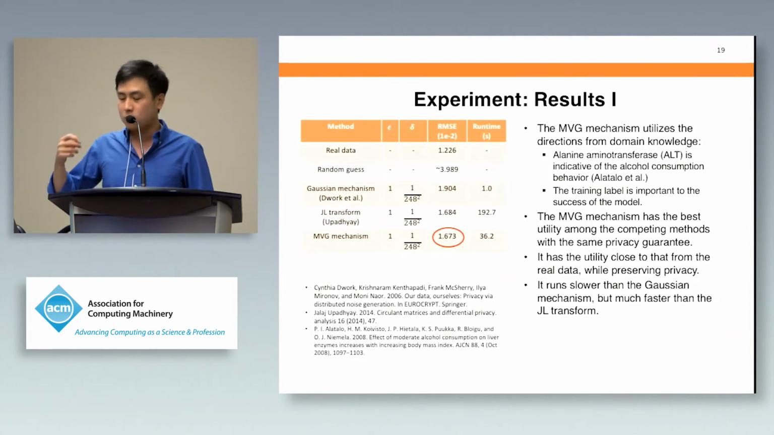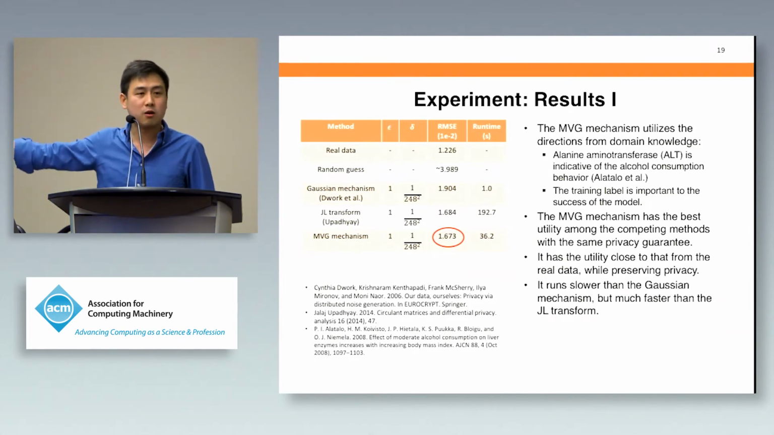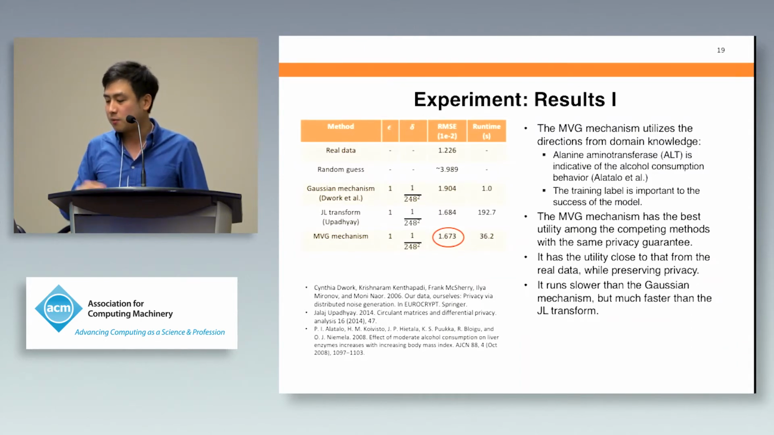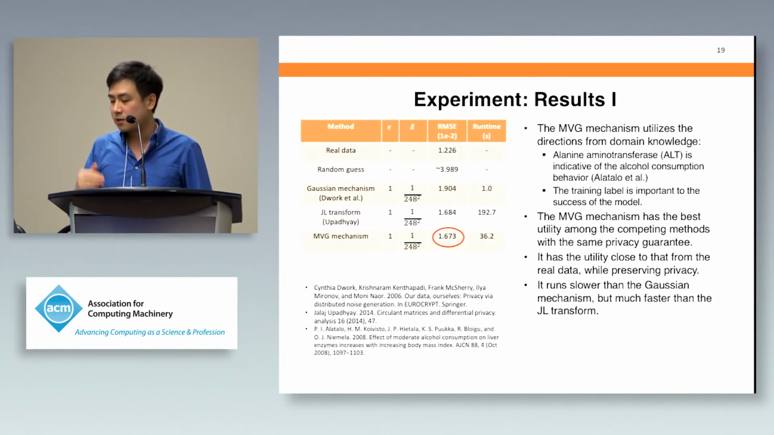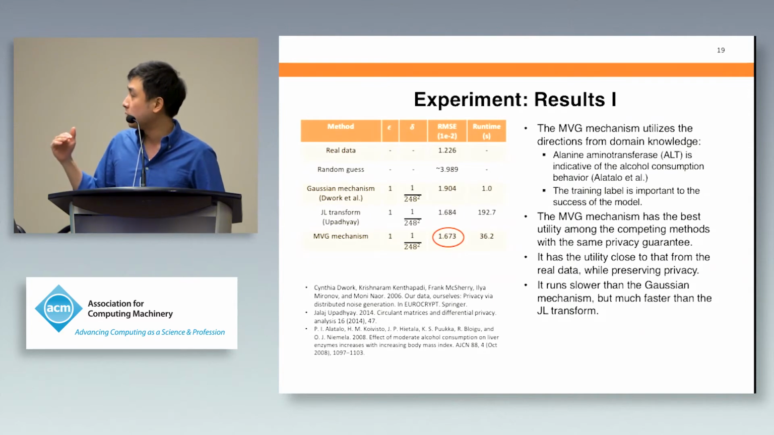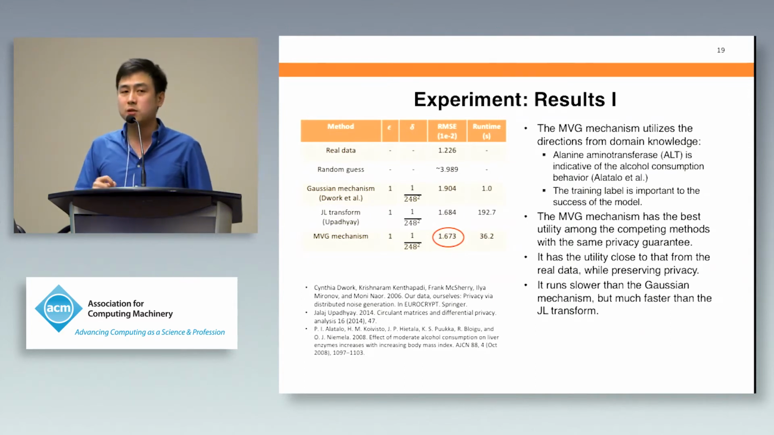Due to the time limit, I won't go through everything. We have some more comparison in the paper, but I want to bring out just a few because of the time. On the top, first row, you can see the performance on the real data, and the second one gives a baseline of random guess. The bottom is the performance from the MVG mechanism using epsilon 1 and delta 1 over the number of samples squared.